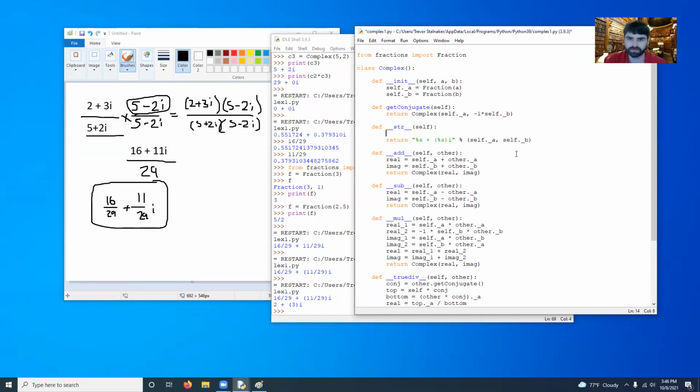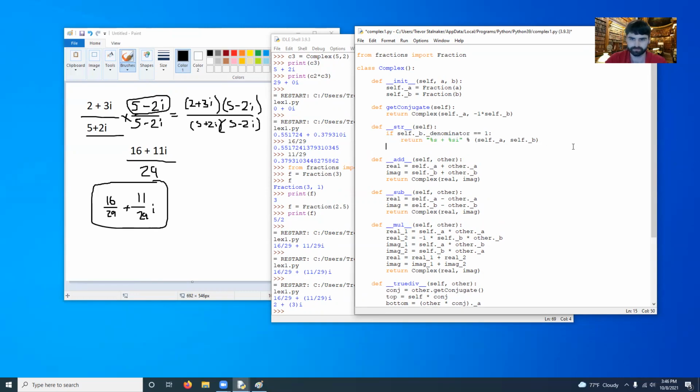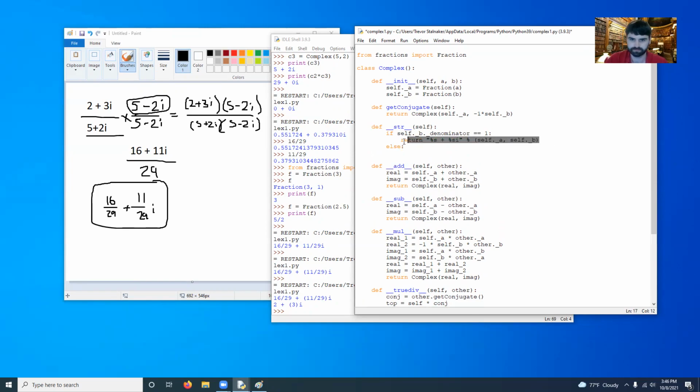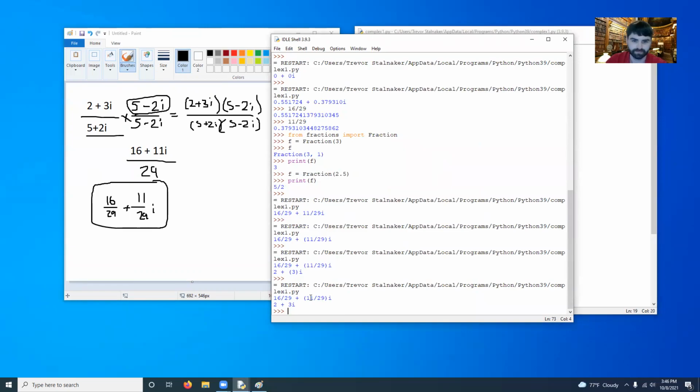Luckily, the Fraction class will help us with that. So let's say if self._b, we really don't care about a, because it's clear if a is a fraction, it's not really messing with anything. But if self._b dot denominator, so that's the bottom part of the fraction, equals 1, well, then we know this is a whole number, so no parentheses. Else, put parentheses around it. Let's see if that fixed it. So we get our parentheses when it's a fraction. We don't get them when it's not.